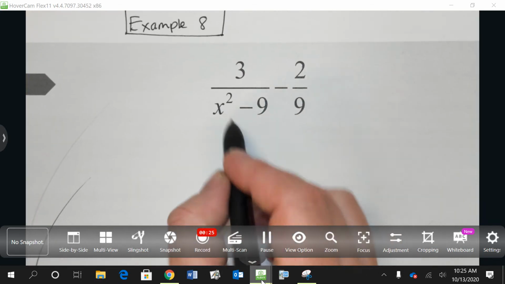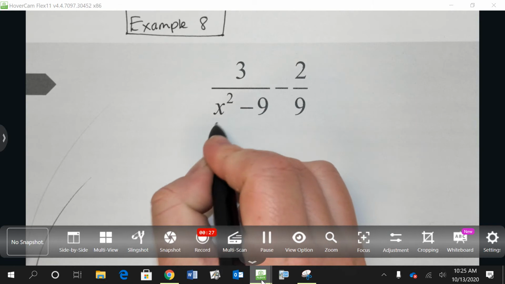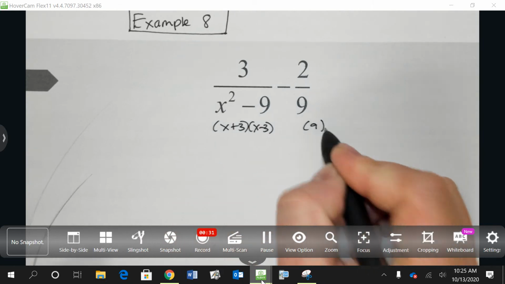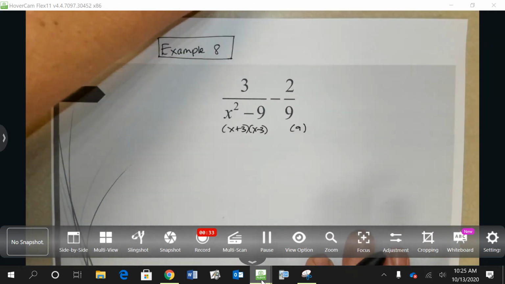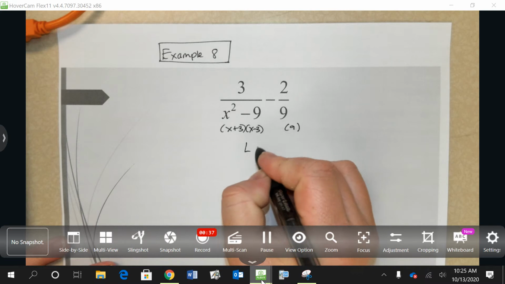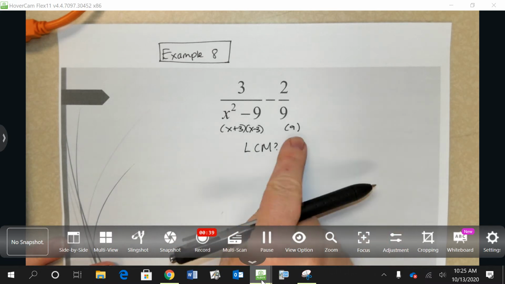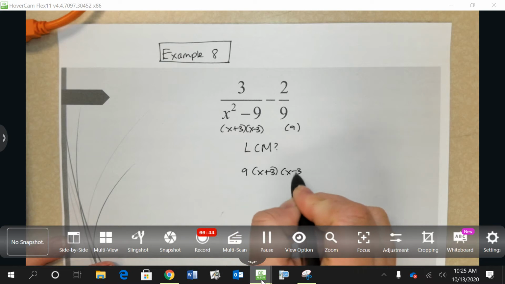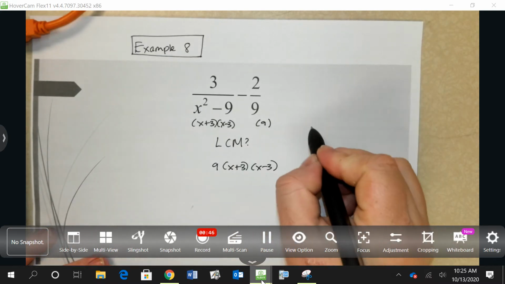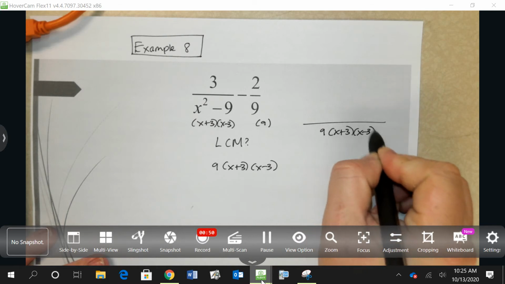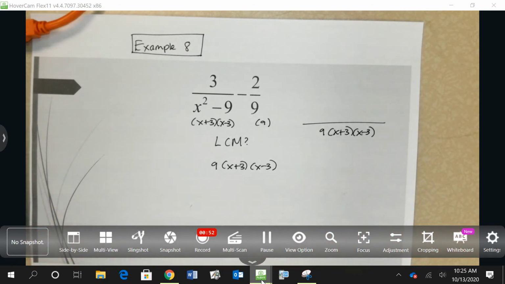What do we do here? Well, first we have to recognize that this breaks into x plus 3 and x minus 3, and we have a 9 all by itself. Sometimes there's a little bit of confusion about they both have a 9. So when I look for the LCM, I'm looking at both. I need to have a single 9, an x plus 3, and an x minus 3. So off to the side, I'm going to write down a 9, x plus 3, and x minus 3. That's the LCM. It helps us determine what is the common denominator.